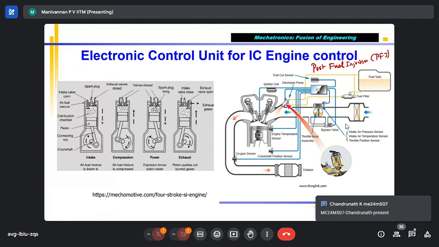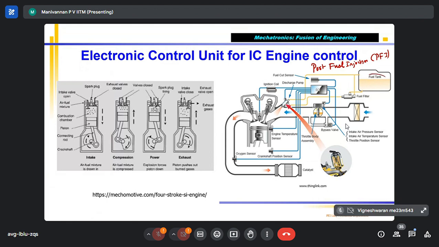You can see that from the fuel tank, the fuel will be sucked, and there will be a filter, and it will be pressurized. There's a filter, and also a pump which pressurizes the fuel. Here it is 1 bar pressure, but after the pressurization at this location, the fuel pressure can be anywhere from 3 to 6 bar: 3 bar, 4 bar, 5 bar, 6 bar.